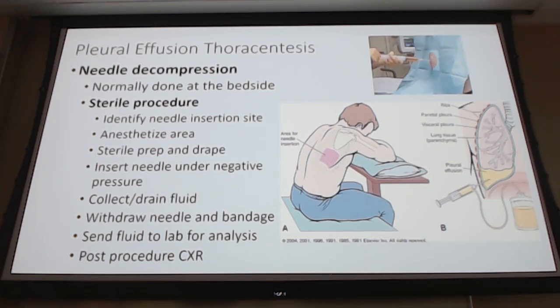We anesthetize the area, we sterilely prep and drape, and we insert the needle under negative pressure, meaning this is not one where you just insert the needle and then try to draw out. As you're inserting the needle, you're maintaining back pressure on that needle until you hit that pocket of fluid, and then it's going to fill up with either fluid or air. We collect or drain whatever fluid we need. Again, slowly. Once we withdraw the needle, we put a bandage on, we send that fluid to analysis or to pathology, and then we do a post-procedure x-ray to make sure that we did not cause a pneumothorax.